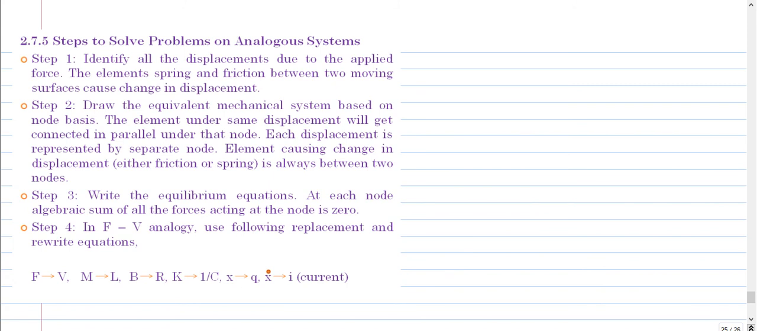From the examination point of view, you will be given some mechanical system. That system you need to rewrite in terms of an electrical analogous. For that, step 1: identify all the displacements due to the applied force, and the elements spring and friction between the two moving surfaces can cause change in displacement. The first point is very simple: identify the number of displacements in the given system.